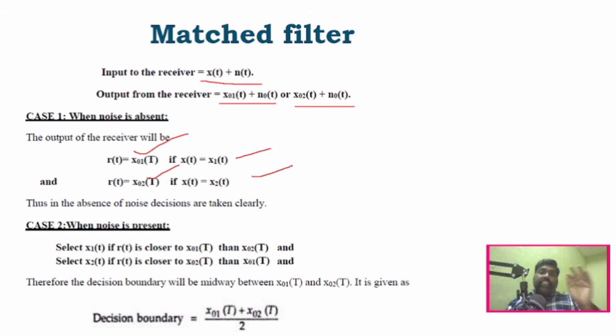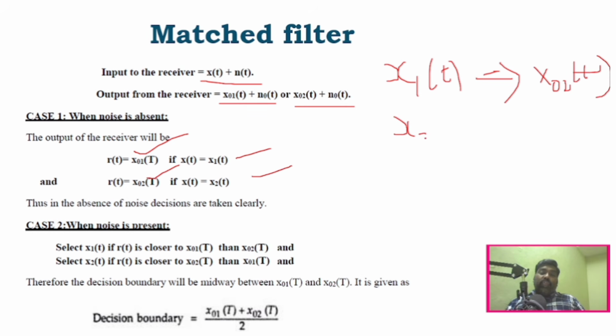But if noise is present, then what will happen is you will be transmitting x1(t), but the receiver can detect it as x02(t). Similarly, you will be transmitting x2(t), but the receiver will be decoding it as x01(t) due to noise or error. This happens when there is noise.